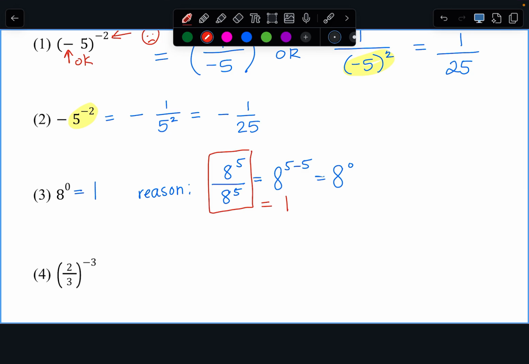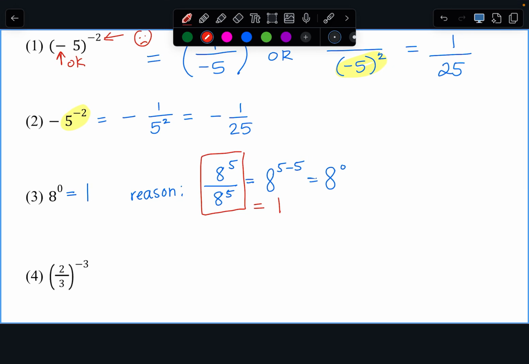Fractions to an exponent. Again, unhappy exponent. That tells me I have to flip everything inside to make that a positive exponent. This means 3 over 2 to the positive 3. Unhappy exponent means I flip it. I'll show you another way to do it in a second. Okay?